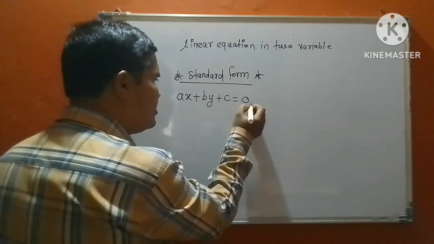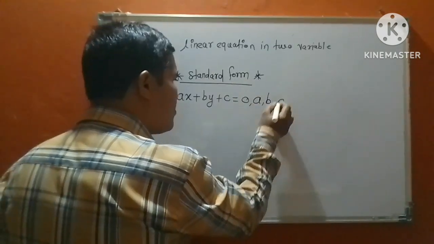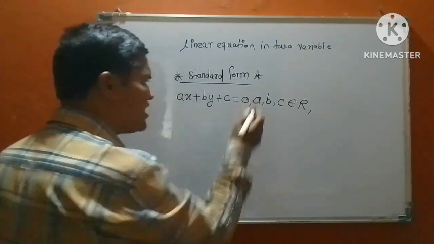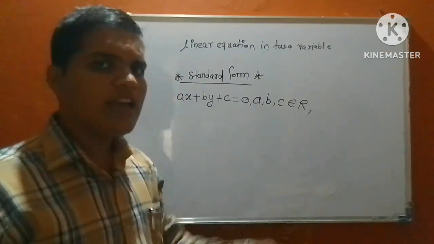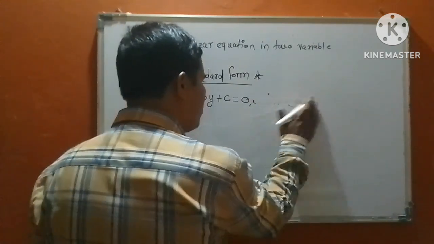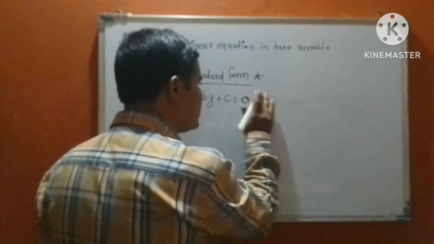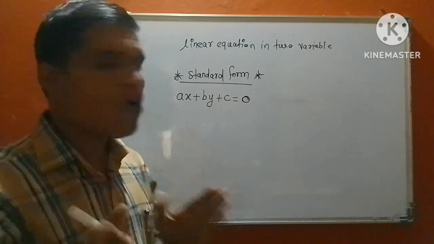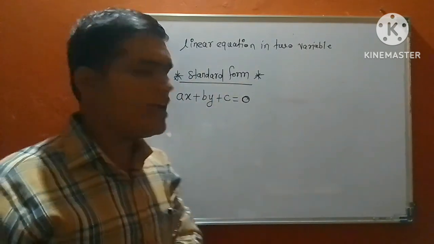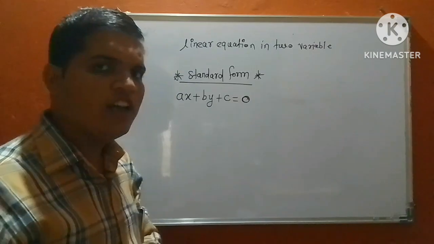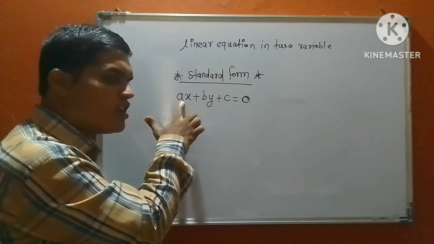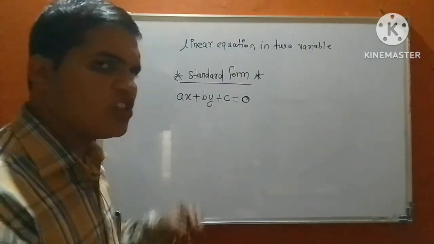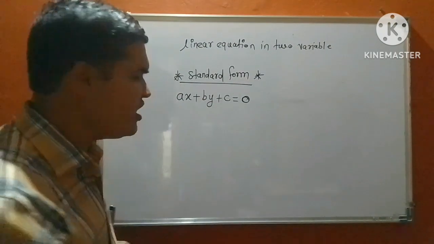So in this lecture a comma b comma c belonging to R, look, in this lecture a comma b comma c belonging to R means what? This is the standard form of linear equation. So come to the first point, linear equation in two variable. So standard form of linear equation: ax plus by plus c is equal to 0.